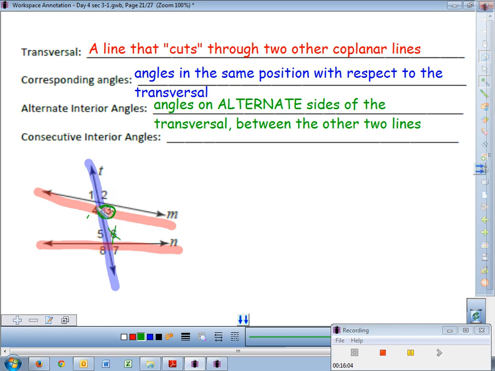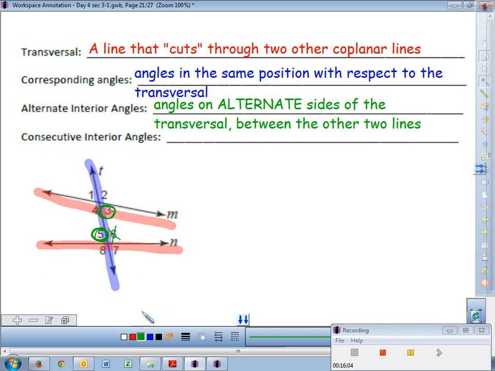Well, it can't be 4 either. And the reason why it can't be 4 is because angles 3 and 4 are what we call a linear pair. Right? They're already a type of angles we knew about. So you can't be a linear pair and alternate interior angles at the same time. You just can't be two different things. So angle 3 and angle 5 are alternate interior angles. They are on alternate sides of the transversal, and they are between the two lines.